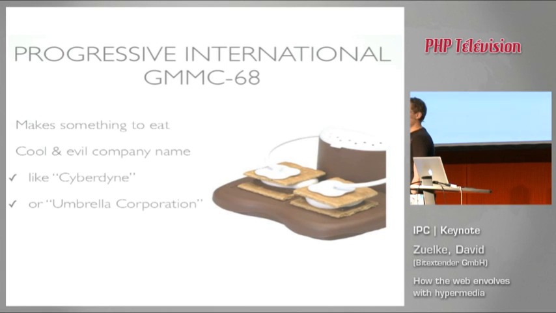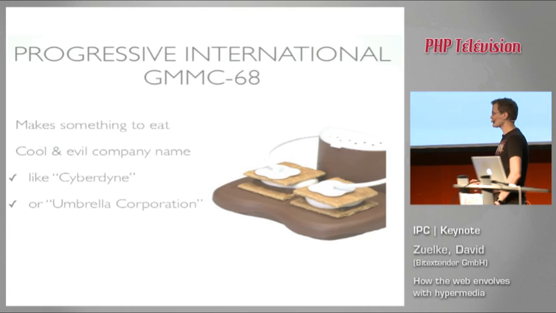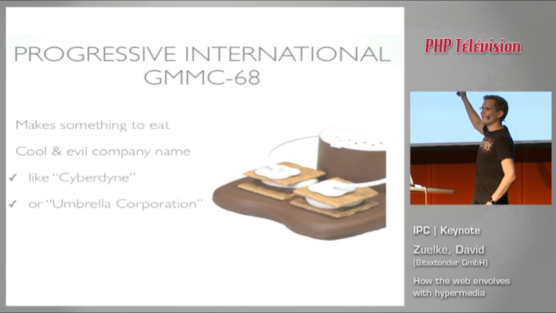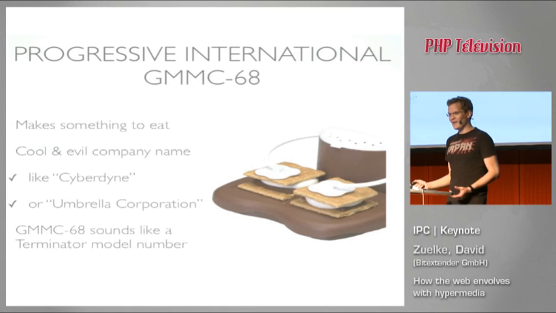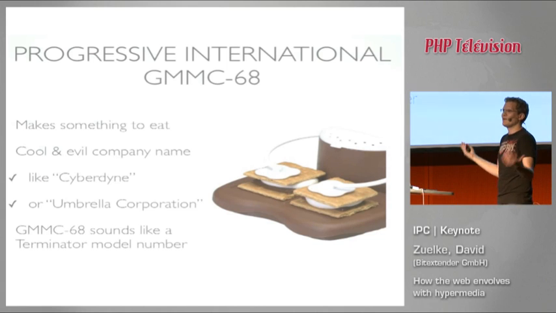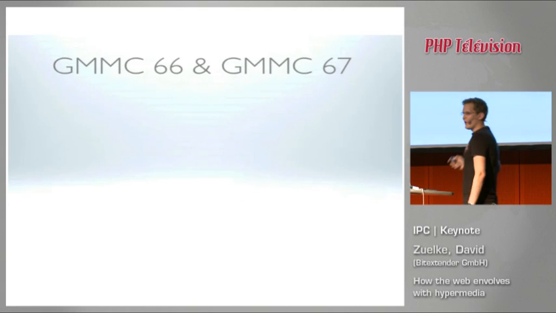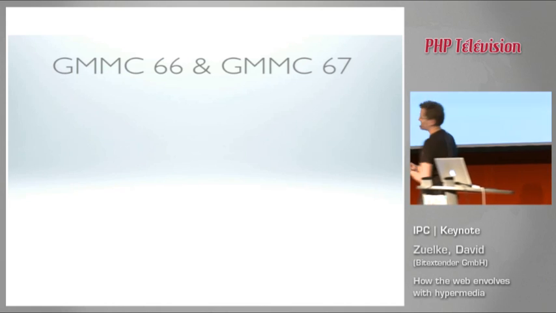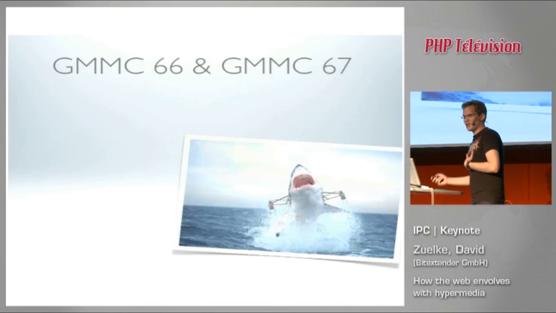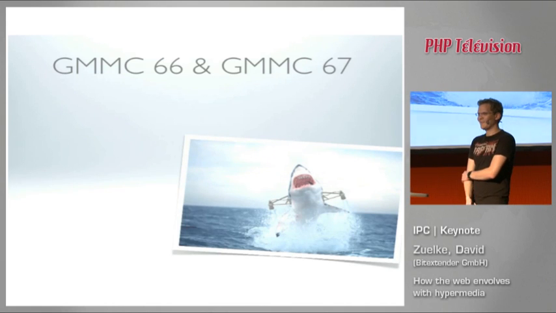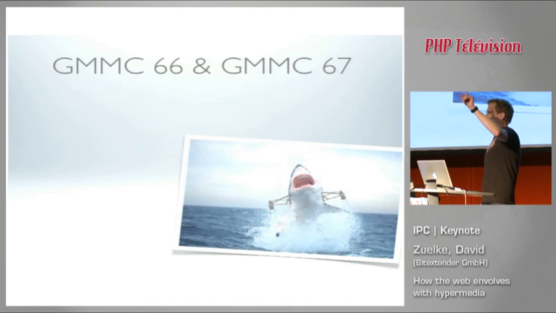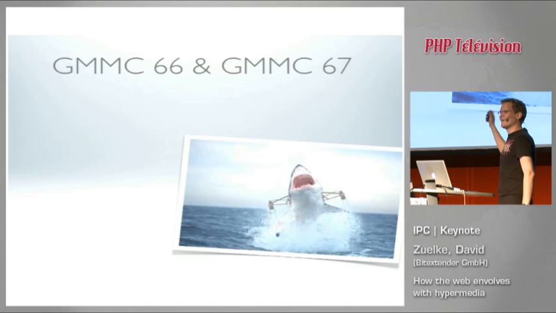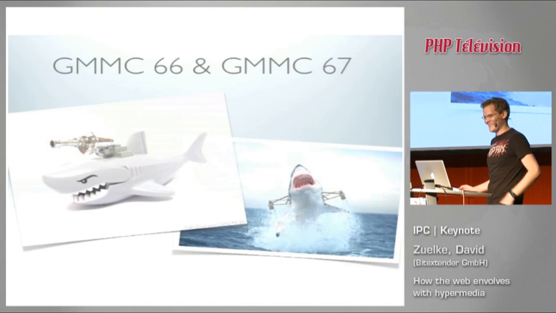that's like Cyberdyne Systems, you know? No, honestly, these people probably make fighter jets and robots and submarines, so that's damn cool. And I think GMMC68 could also be a Terminator model name. So I'm like, also, I happen to have owned the GMMC66 and 67, which the one was a shark with a rocket engine, and the other one was, wait for it, no, that's not cool. This is better, a shark with laser beams attached to it.